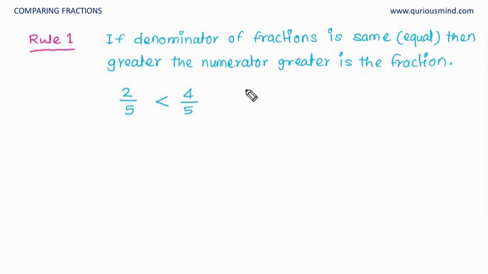Why is that? Because if you see here, if I have these two pieces of cakes, same. Now I divide this into 5 parts. Both of them I have divided in 5 parts, equal parts. I take 2 parts from this side and I take 4 parts from this side.